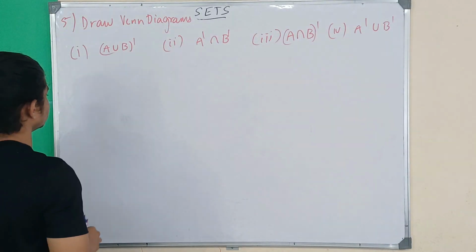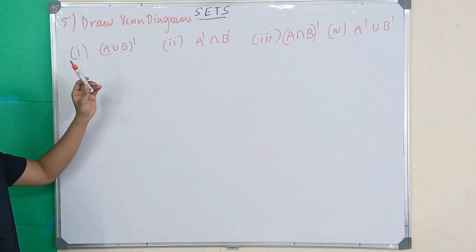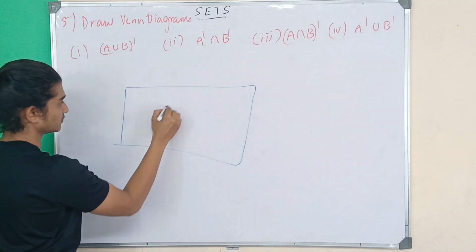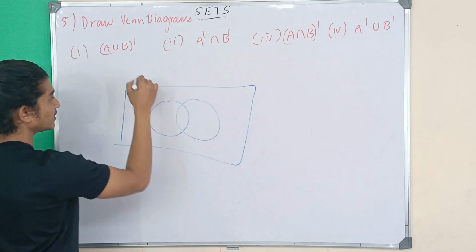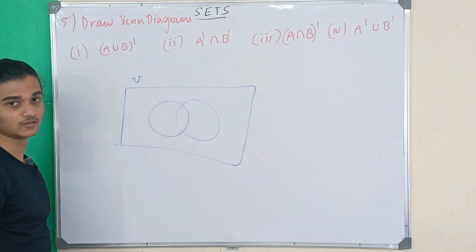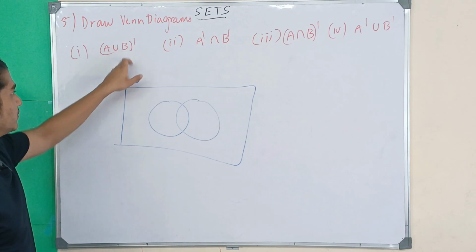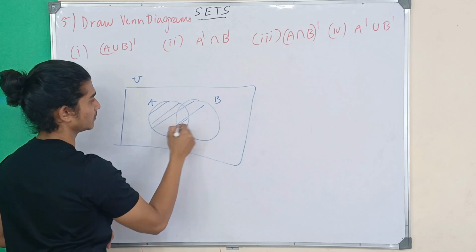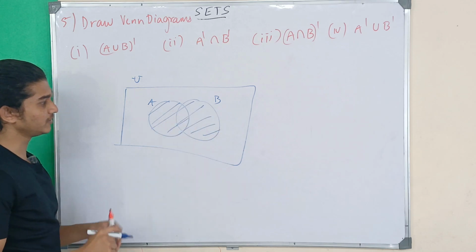So this is the fifth one. You're supposed to draw the Venn diagrams. The first one is A union B whole intersection. So this is our Venn diagram. This is our A and this is our B, assuming they're intersecting, assuming they're not disjoint sets. So A union B. This is our A and this is our B, and this is our A union B, isn't it? Everything which is there in A and B is A union B.